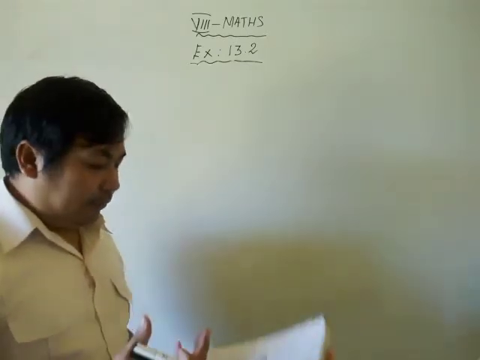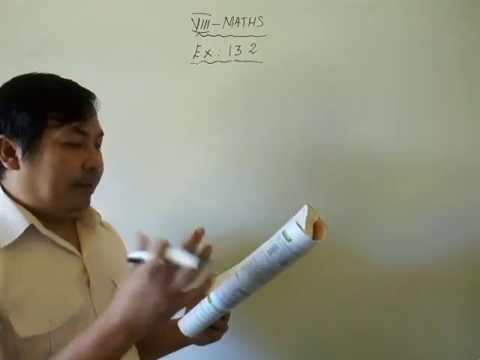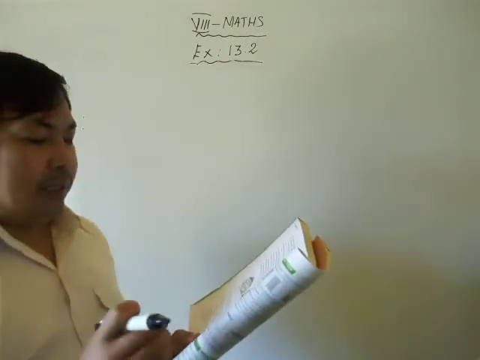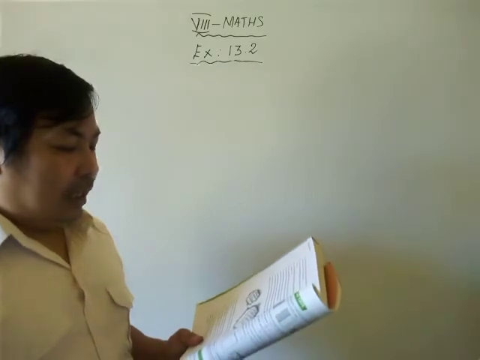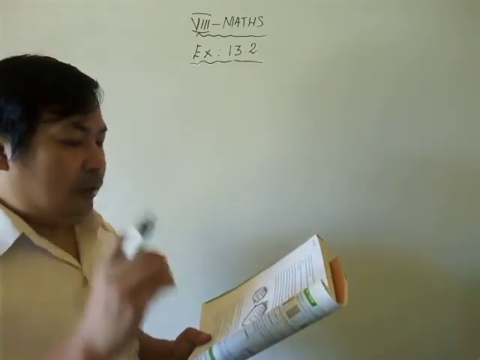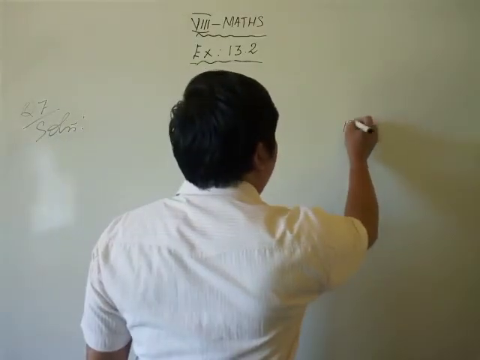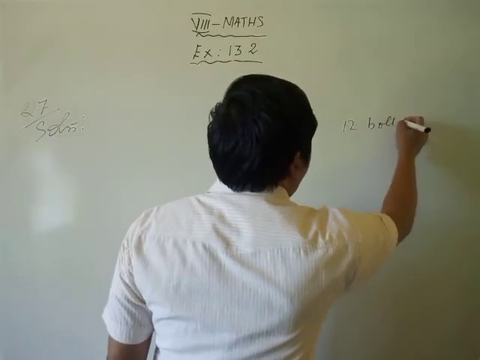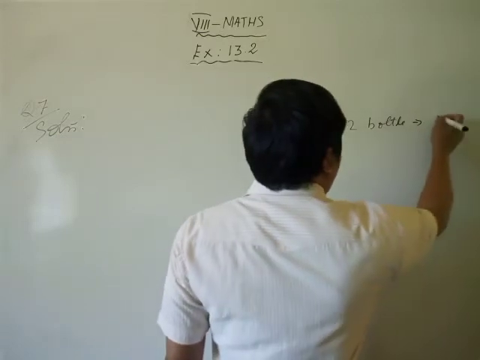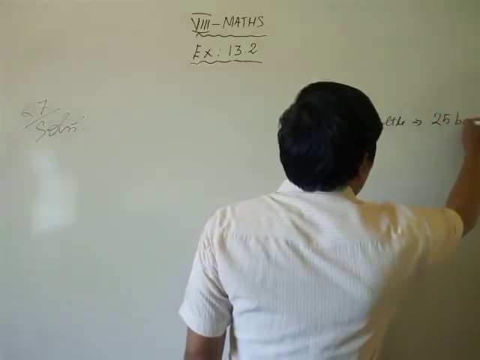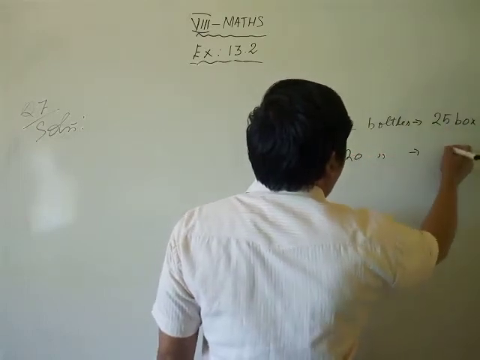It comes out as 25 bunches. Bunch means group, you can say a pack. 25 boxes are there, and each box contains 12 bottles. So if each box contains 20 bottles, how many boxes will there be? 12 bottles fill one box, and we get 25 boxes. If it is 20 bottles, then how many boxes will there be?